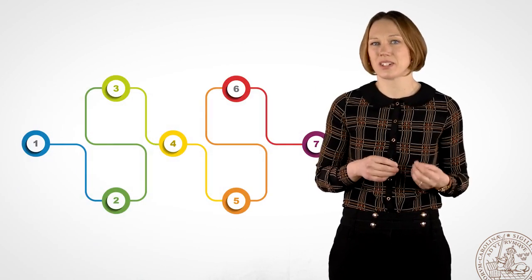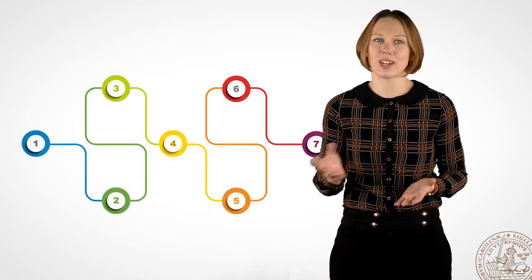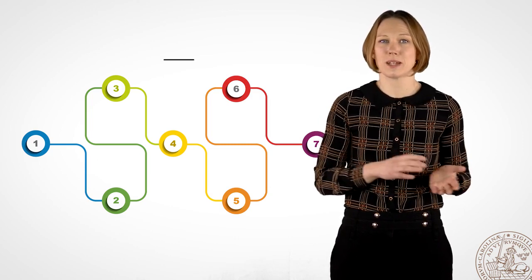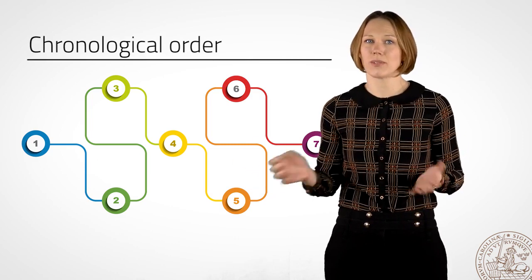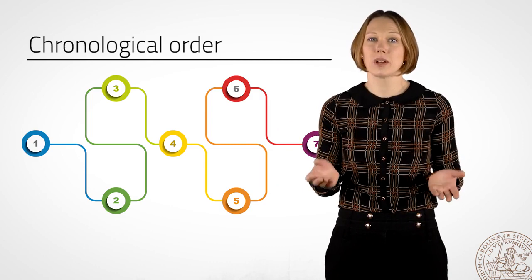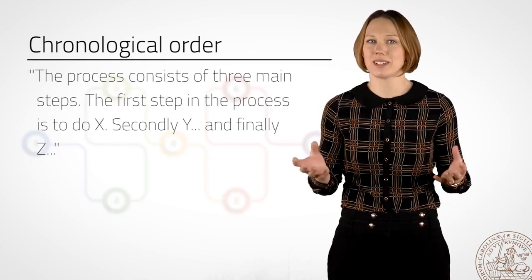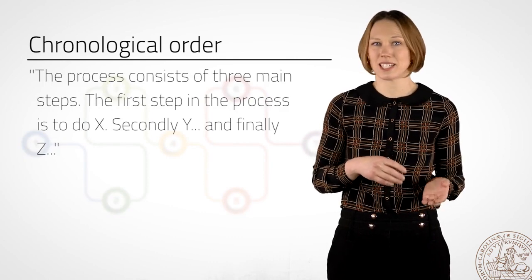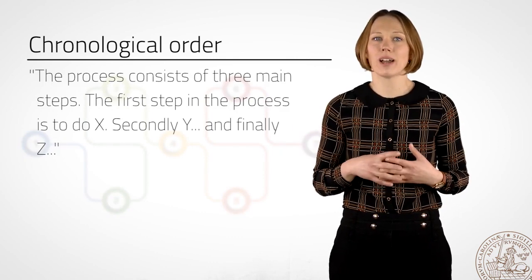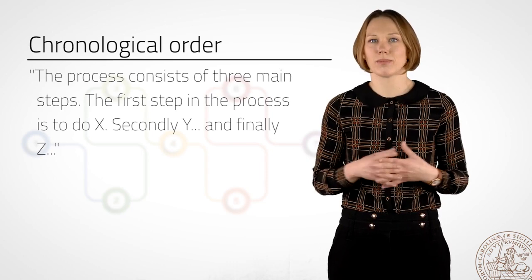Sometimes it's necessary to describe a process or a sequence of events. Maybe you want to present material in chronological order. If you want to describe a process, you might write something like, the process consists of three main steps. The first step in the process is to do X, secondly Y, and finally Z.